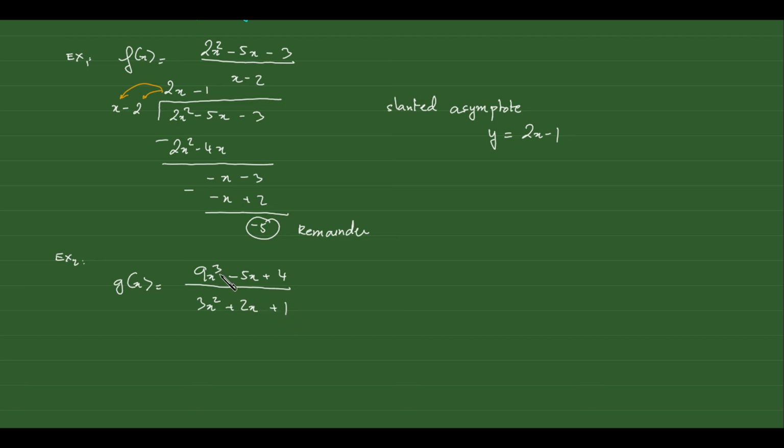Alright, so first you check the degree. The degree on the top is bigger than the degree of the bottom, and it's only bigger by 1 degree. This is 3 and 2. If this one were 1, then it would be wrong. We don't have a slant if it's not greater by exactly 1 degree. Here it's 3 and 2, so we have a slanted asymptote. We're going to go ahead and do the long division. Alright, so we have this.